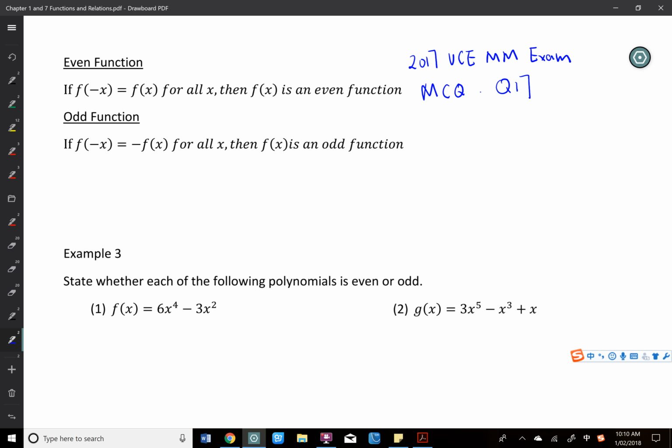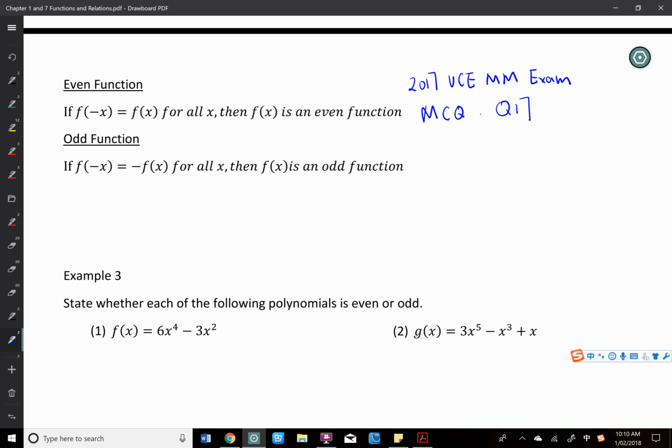You may have heard about even function or odd function, but you never really see a question ask you that in the exam or in the test last year. So just let you know, I can't give you this question yet because it's talking about anti-differentiation, but it combined with even function. It's last year's exam, 2017 VCE exam, multiple choice question 17. If you can write that down on your paper, we can go back to this question later.